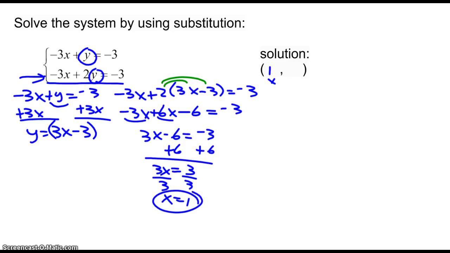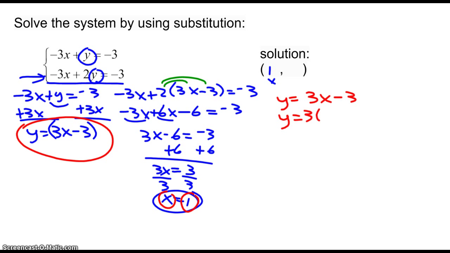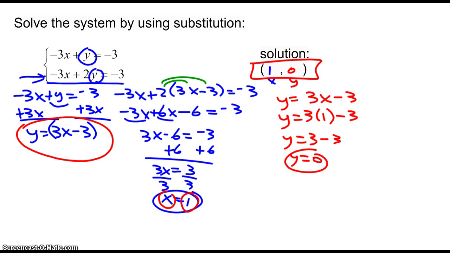But I still need the y part of the solution, so I can go to any of the equations. Actually the easiest one to use would be this version, which is basically the first equation but already solved for y. So let me go to that version of the equation, and I will now substitute 1 in for x. I get y equals 3 minus 3, or y equals 0. And so the y is 0. So the intersection point for these two lines would be 1 comma 0.